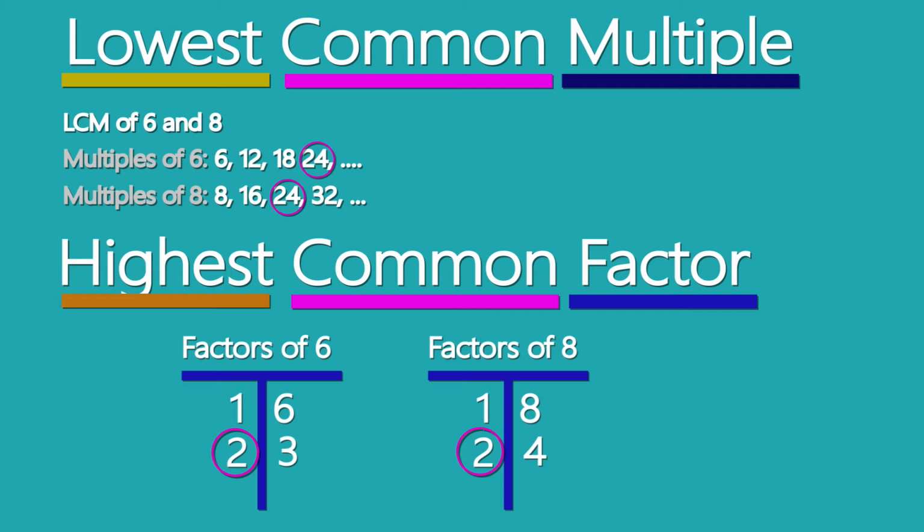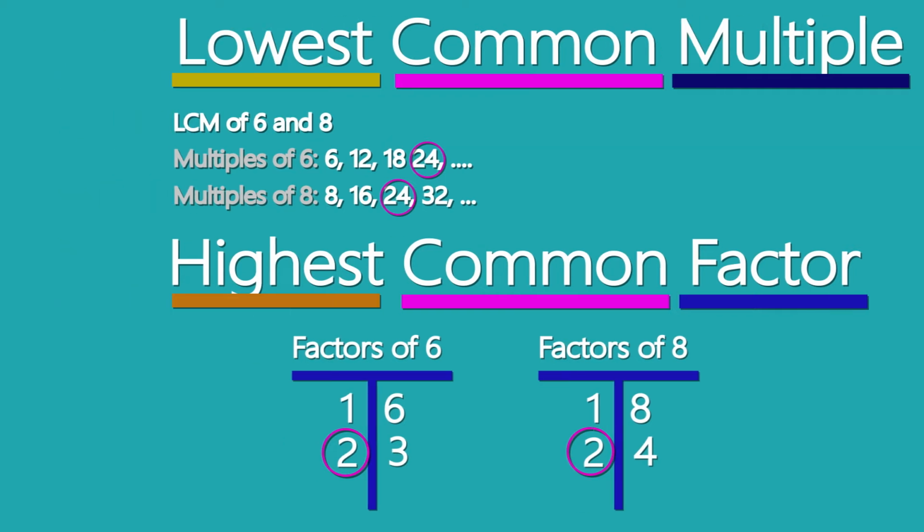So the methods that I've shown here are very helpful when we're dealing with smaller numbers like 6 and 8. However, it does get trickier with bigger numbers, and that's where factor trees can be very helpful. I'm going to start by providing an example of how to break a number down into its prime factors using factor trees. And then I'm going to show you how we can use this method to find the lowest common multiple and the highest common factor.